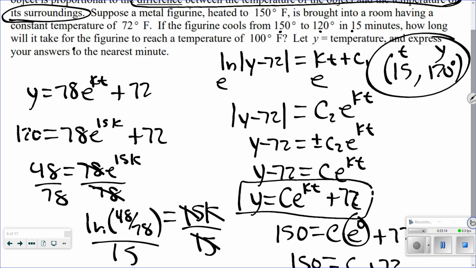K came out to be negative, and the reason why is we talked about this, right? If k is positive, then your value is growing. If k is negative, then your value is decreasing. Well, this temperature is decreasing, right? You take it out, it's really hot. The room's cooler. It's going to cool off. So it's going to be decreasing.